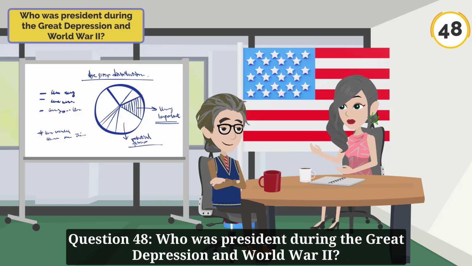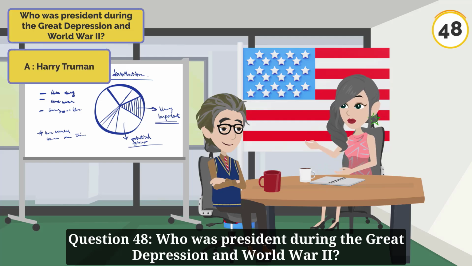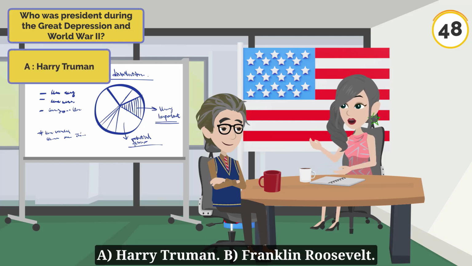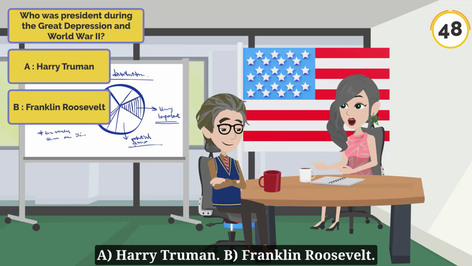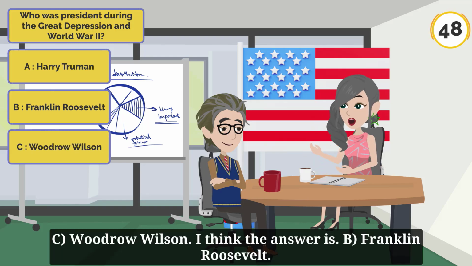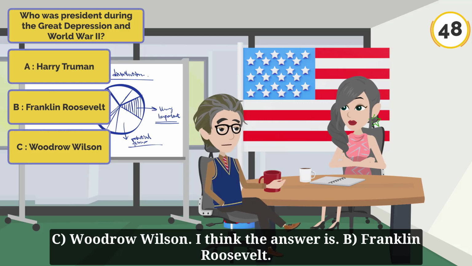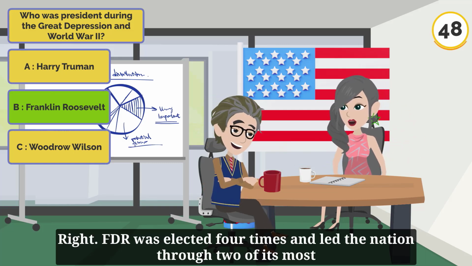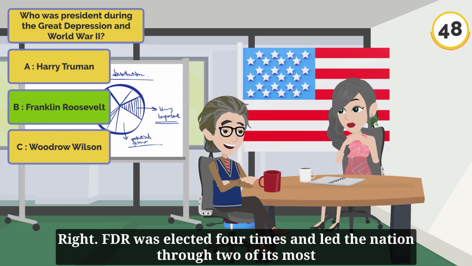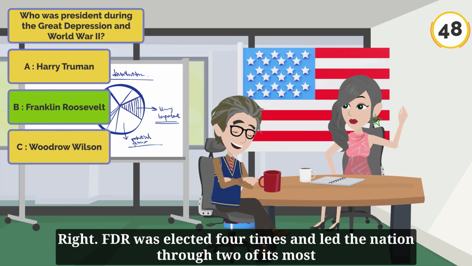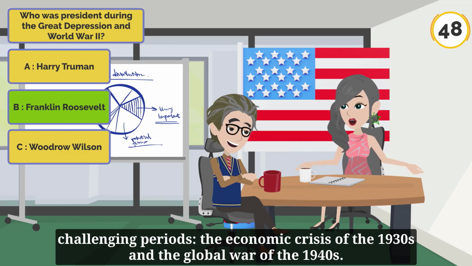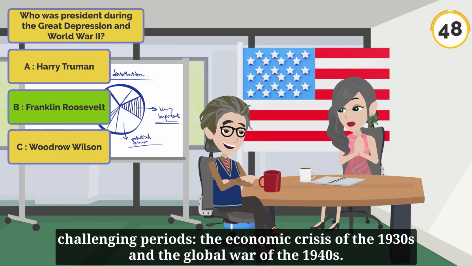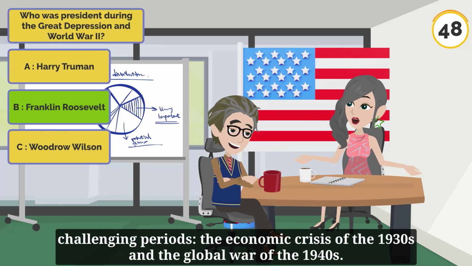Question 48. Who was president during the Great Depression and World War II? A. Harry Truman. B. Franklin Roosevelt. C. Woodrow Wilson. I think the answer is B. Franklin Roosevelt. Right. FDR was elected 4 times and led the nation through 2 of its most challenging periods, the economic crisis of the 1930s and the global war of the 1940s.